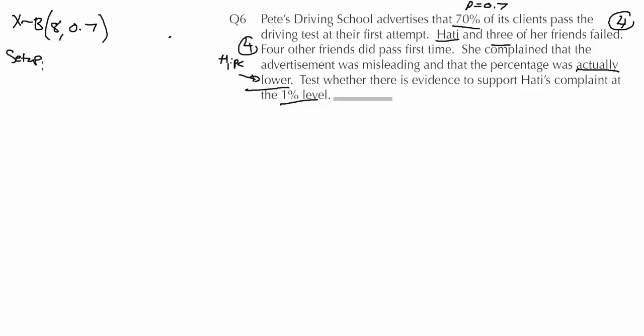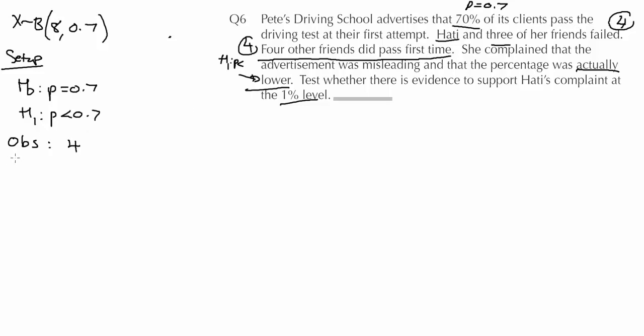Let's do our setup. H0, we're testing your 70% claim. H1, she's saying, nah, I think it's less. Our observed value was 4 people. Remember, 4 did pass first time, and his claim is about the clients passing, so we focus on how many did pass. And your significance level is 1%.